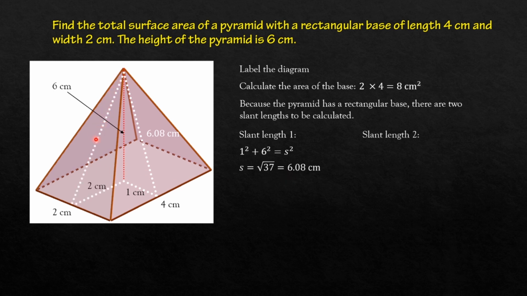Slant length 2 is represented by this dotted line. The height is still 6, but now this length 2 is half of this length here, 4. So half of 4 is 2. So we're going to apply Pythagoras' theorem again. We're going to have 2 squared plus 6 squared equals S squared here. S is calculated as root 40 or 6.32 centimeters, and they're marked on the picture here.